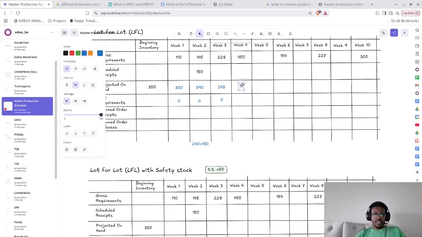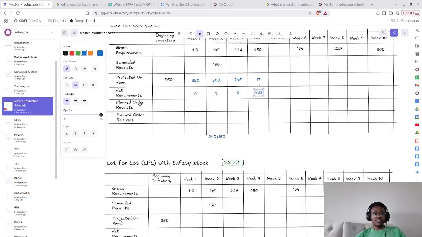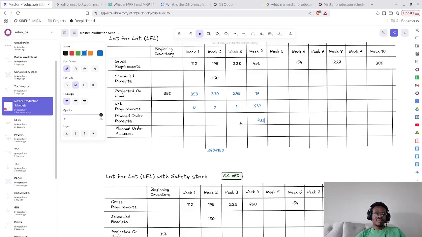Okay, 17. So week 4, I have a demand for 450, but I only have 17 on hand. So do I have a net requirement? Absolutely. 17 cannot supply the requirement of 450, so I'll need to have 433. So I have a net requirement of 433, which means for me to supply this demand, I must plan a receipt. I must plan to receive the 433 bikes in week 4. I hope you can all see.